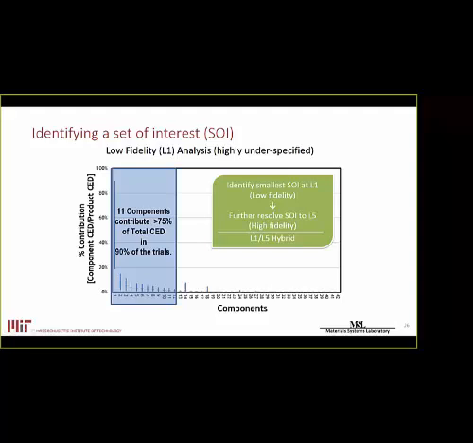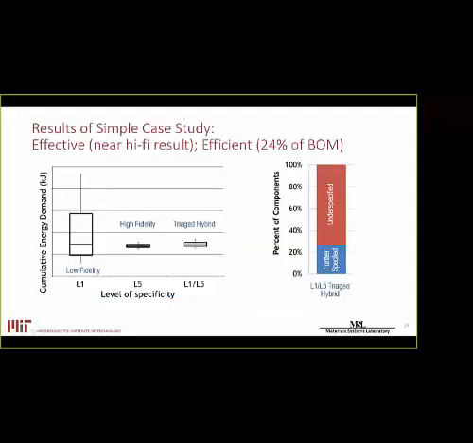For those 11 components, we then get really specific and define them at level 5, but leave all the other components under-specified. What we find when we do that analysis is, here was that original low fidelity one. You can see we get a high level of uncertainty. If we did what we call a high fidelity one, where we defined everything at level 5, we get a very low amount of uncertainty.